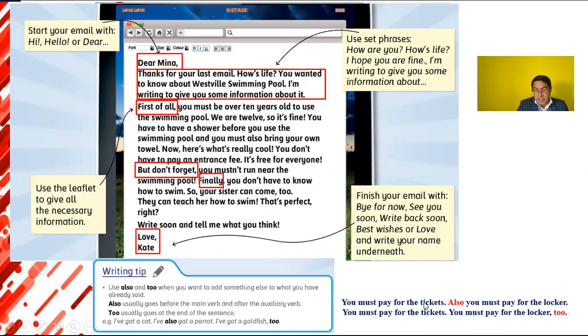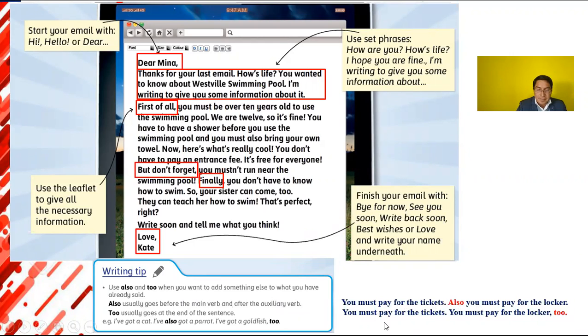You must pay for the tickets. Also, you must pay for the locker. Or if you prefer, you must pay for the tickets. You must pay for the locker, too. In Spanish, it is the same as the first sentence, they are equal. The difference is only the position. Also, to join 2 ideas. And too, the position of too is at the end. At the end.